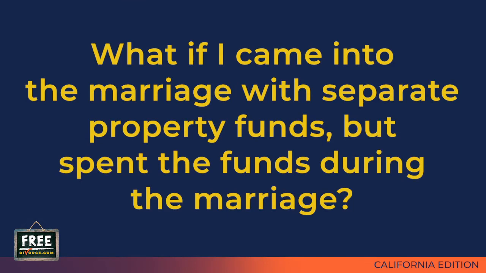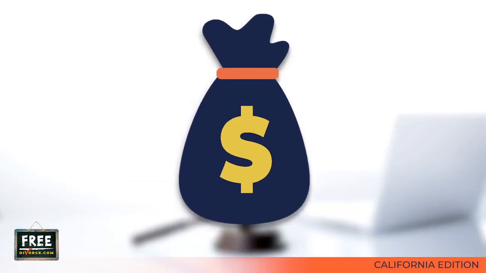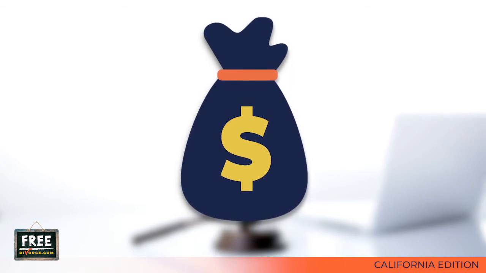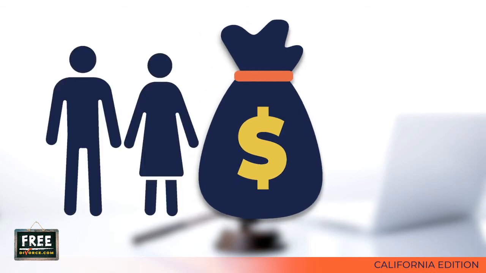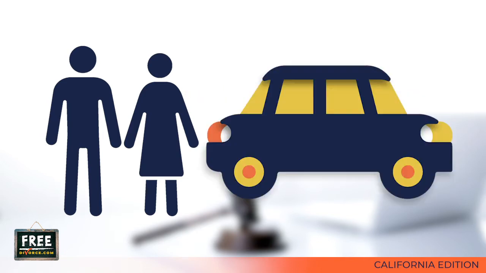What if I came into the marriage with separate property funds, but spent the funds during the marriage? Well, if you used your separate property funds to acquire an asset during the marriage, the new asset will still be your separate property. All right, for an example, let's say you came into the marriage with $20,000 in your savings account. So that's your separate property because you acquired it before marriage. And then you use that separate property money during the marriage to purchase a car. The car would still be your separate property. You just have to trace or prove that the original $20,000 was used to purchase the car and that the car was not purchased with community funds.